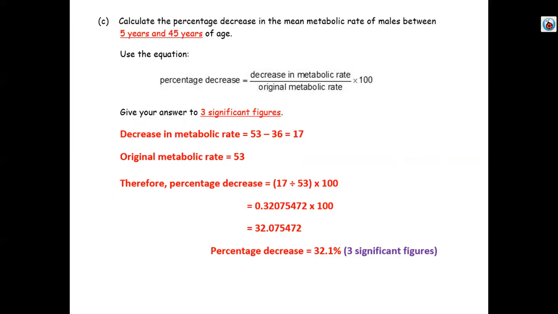Remember with this question though, before you pause and check, you get a mark for giving the answer to 3 significant figures. So if you don't do that, if you leave it as 32.075472, you wouldn't get all the marks because it specifically asks you for 3 significant figures.